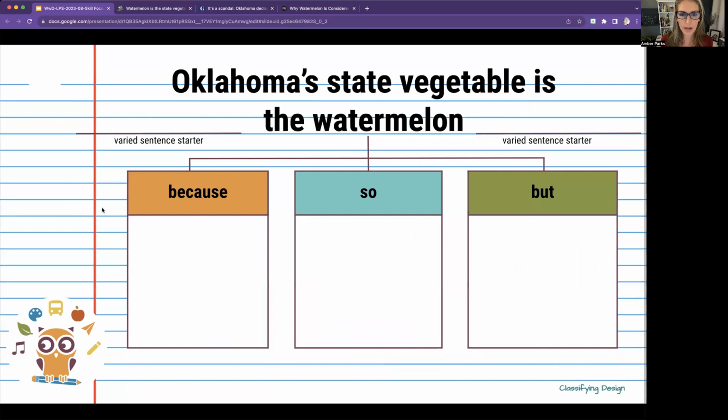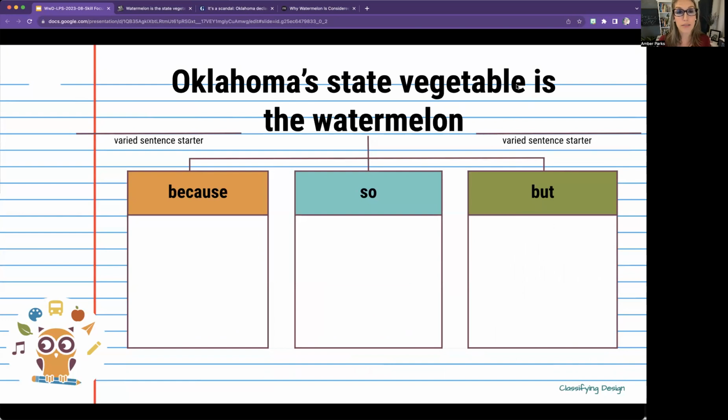So let's get our sentence stem. Oklahoma's state vegetable is the watermelon, right? Because why? What did we learn from the articles? Why did Oklahoma decide that its state vegetable was the watermelon, right? That's the way you want to phrase this for students, is to say, why? Why did this happen? What caused this to happen? Well, we read that the strawberry was already taken as the state fruit, right?